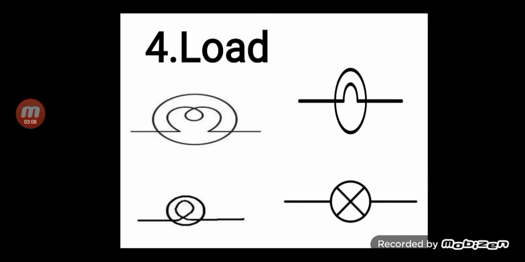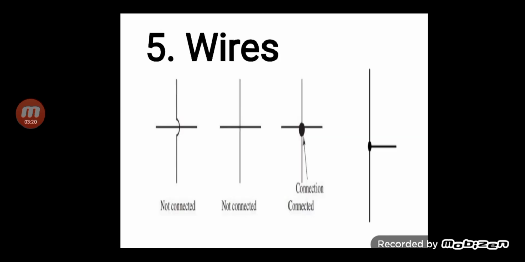Then we have the load. This is the symbol of basically the bulb we are using over there. So these are the symbols mostly used for the bulb. On the right hand side, these are the most common symbols that we use in our daily life. Wires: a dot in the center shows that the wires are connected with each other, and without a dot, it indicates that these wires are not connected.